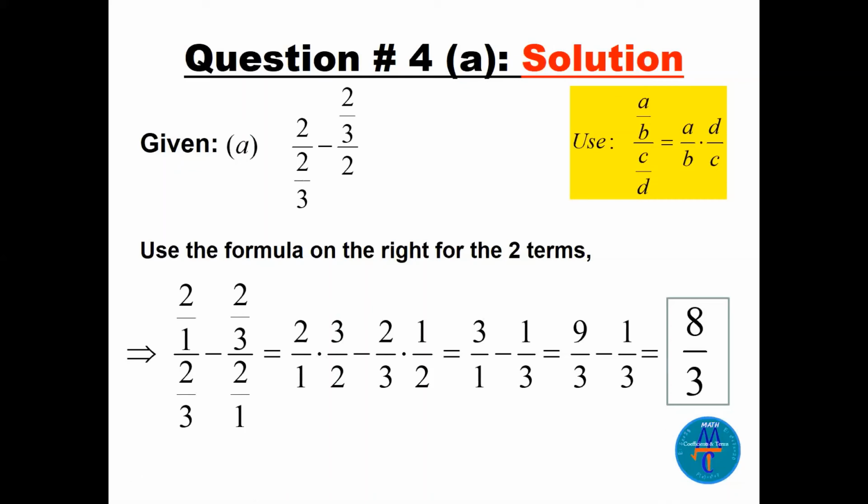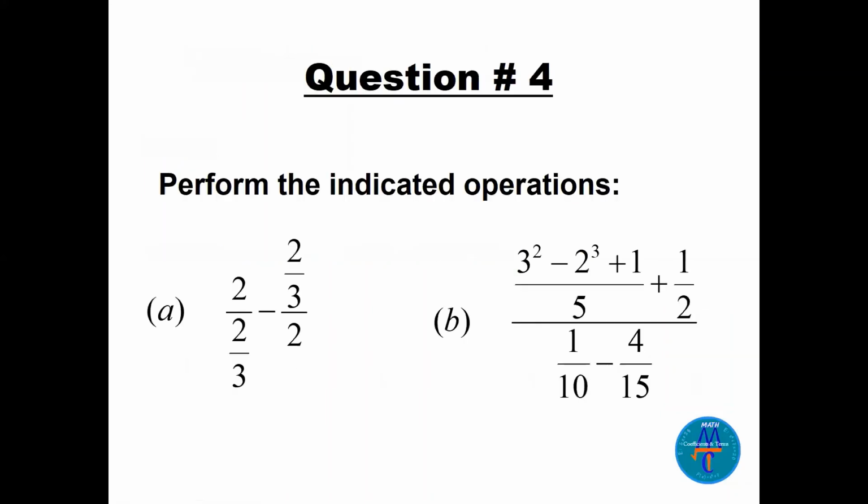Very nice question. I advise you also to try B, please. You can pause the video, take a piece of paper and pen with a little thinking. Try to find the whole answer here. 3 squared, we know the power here, minus 2 cubed plus 1 over 5 plus 1/2 divided by 1 over 10 minus 4 over 15.